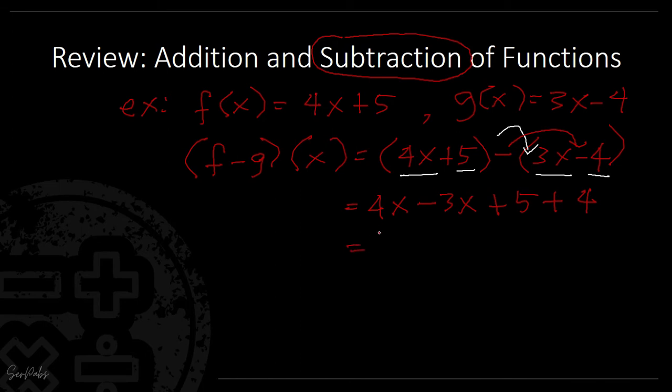Combine similar terms. So we have 4x minus 3x. Apat na x, pabawasan mo ng tatlong x. So that will be x. 1x pero hindi na natin nilalagay yon. So simply x. And then 5 plus 4. So that will be plus 9. So ang final answer ay x plus 9.